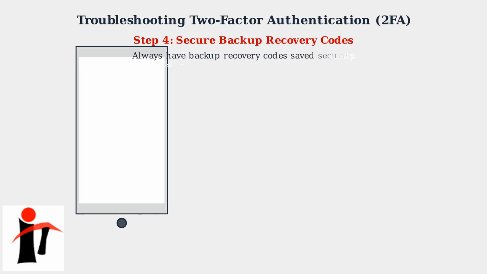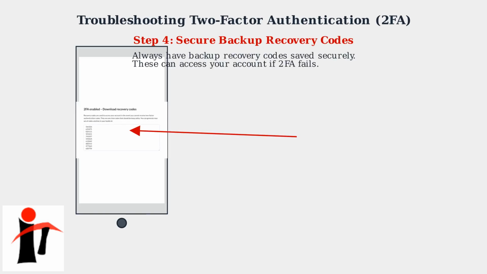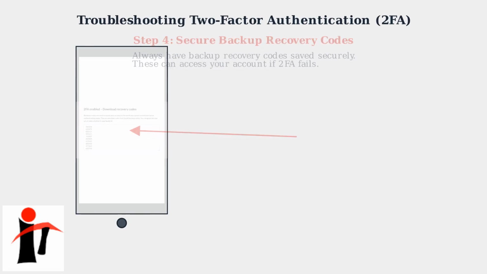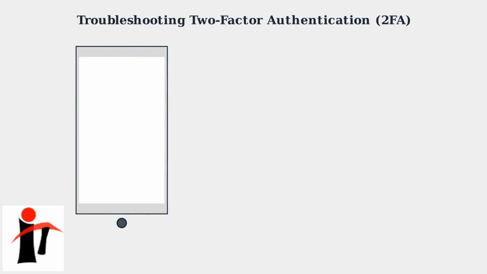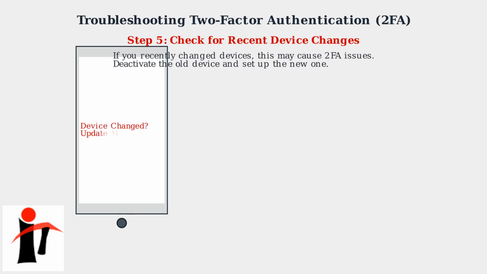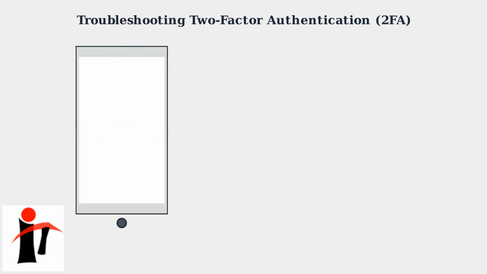Fourth, make sure you have backup recovery codes saved in a safe place. These one-time codes can be used to access your account if your 2FA isn't working. Download and store them securely when you set up 2FA. Finally, if you recently changed devices, this may have caused an issue with your 2FA. Make sure to deactivate the old device from your Tesla account settings and properly set up the new one.